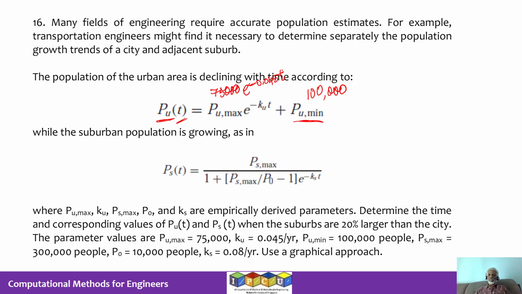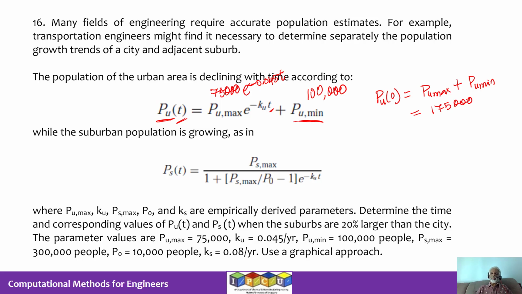And if you take a look at this at time 0, when you put t is equal to 0 here, e to the power of 0 is going to be 1. So PU at time 0 will be PU max plus PU min. So that will be the value of the urban population at time t equal to 0. In numbers, it is going to be equal to 175,000.